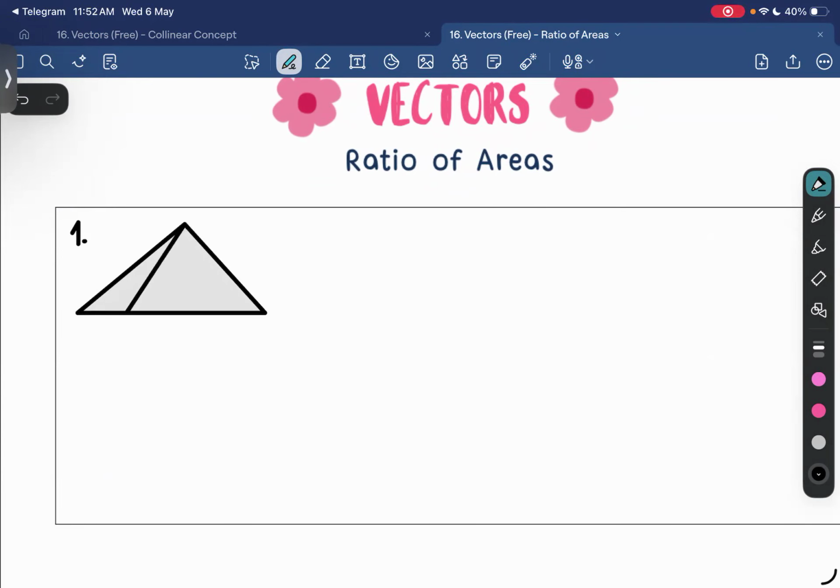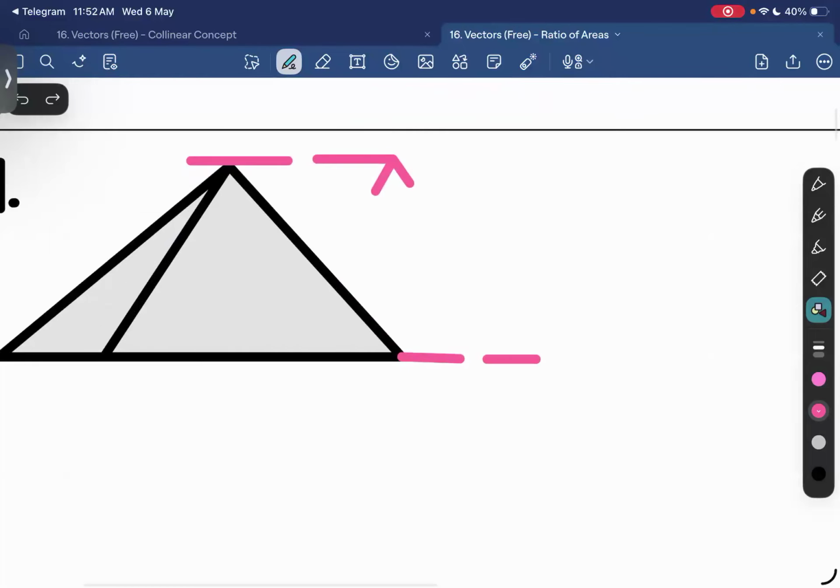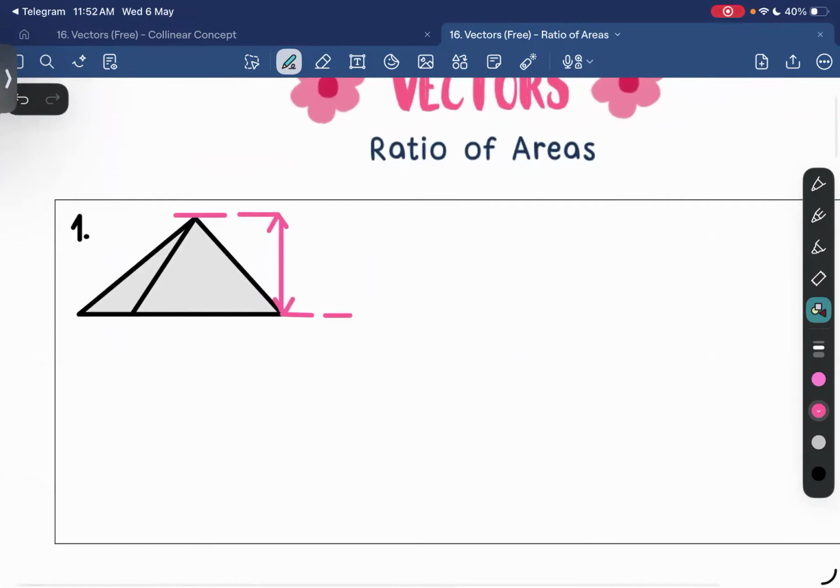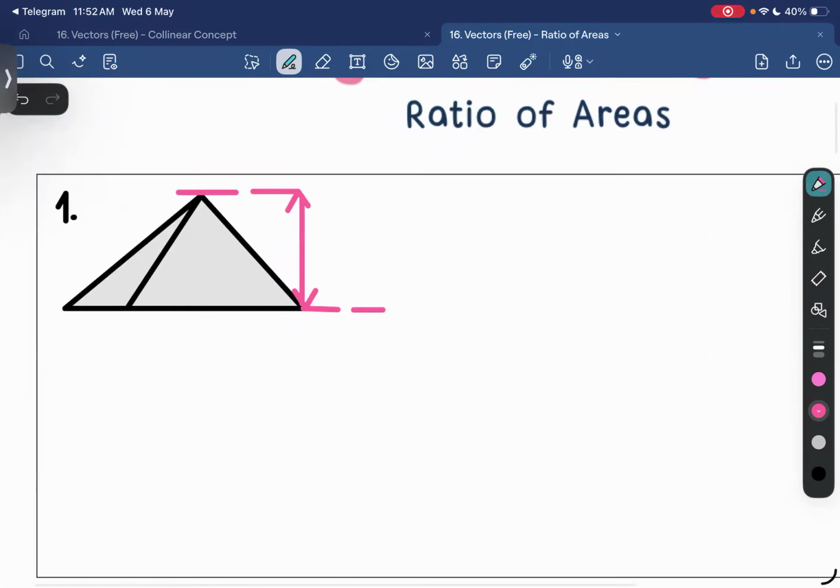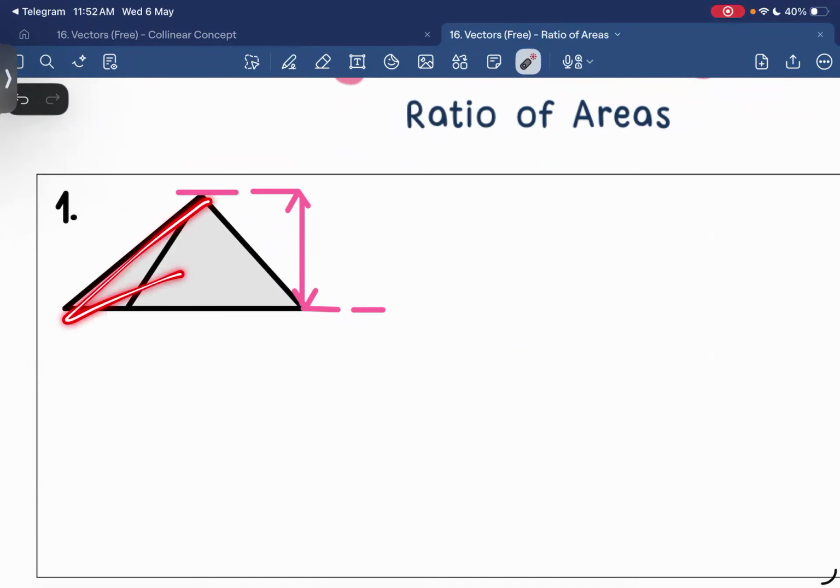All right, so the first kind of question is the kind where the triangles, both of them, actually share a common height. They share a common height. So how do you tell? Let's say I have triangle A on the left here, triangle B on the right here.